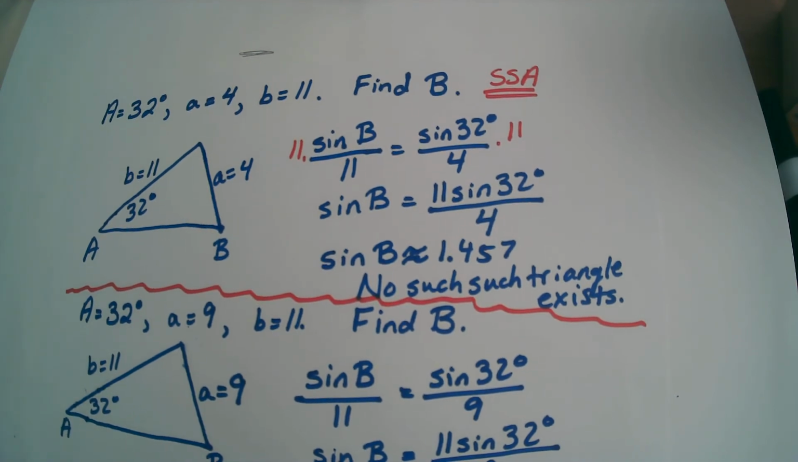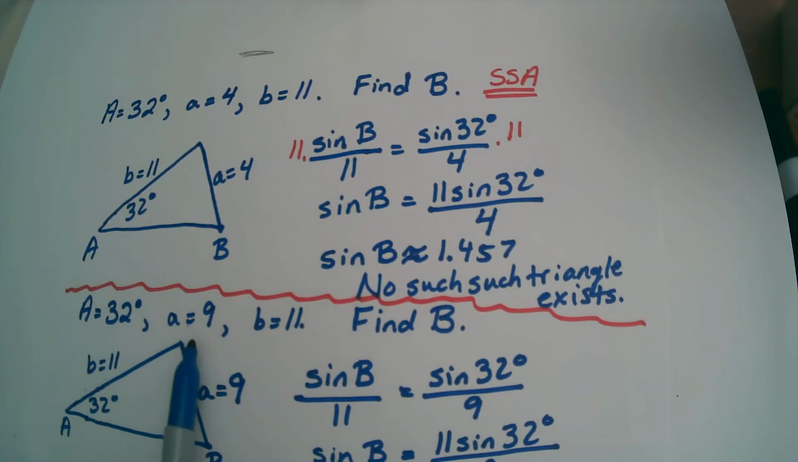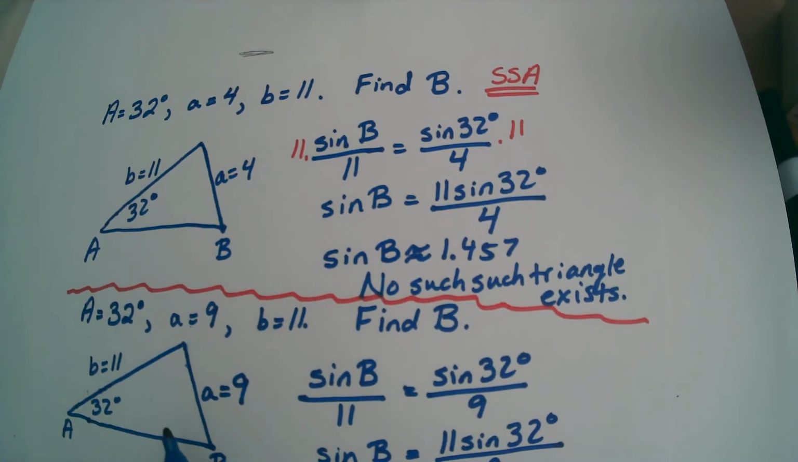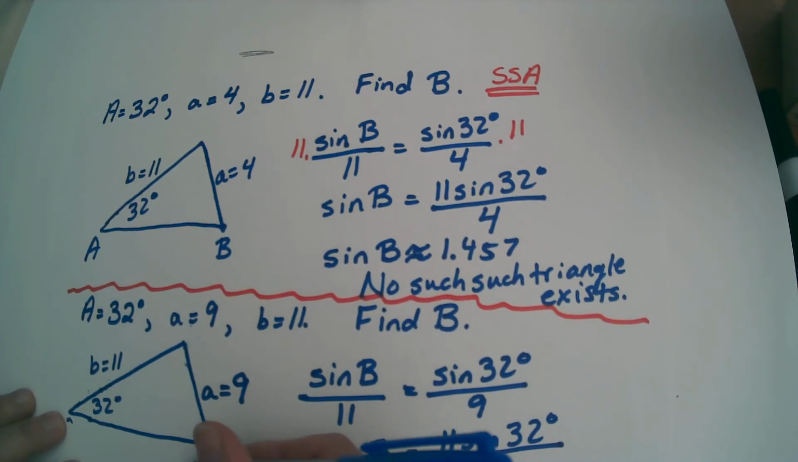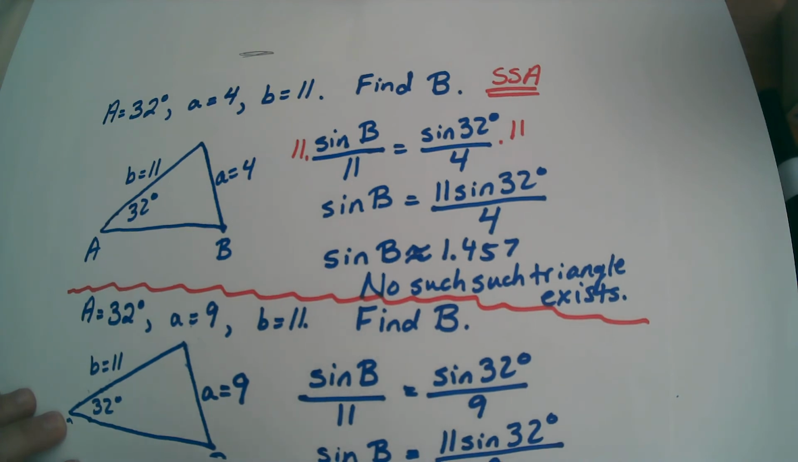Now I don't have it drawn that way. That's because this is the ambiguous case. There are two potential triangles that would meet this criteria, where A is 32 degrees, side A is 9, and side B is 11. One would look like this, and the other would be an obtuse triangle. Let me see if I could draw it much like this one. 32 degrees, but instead of side A coming down this direction, in fact, it comes down this direction.